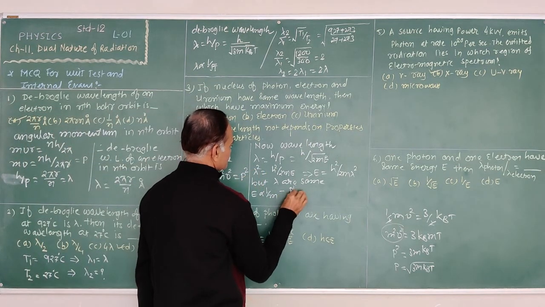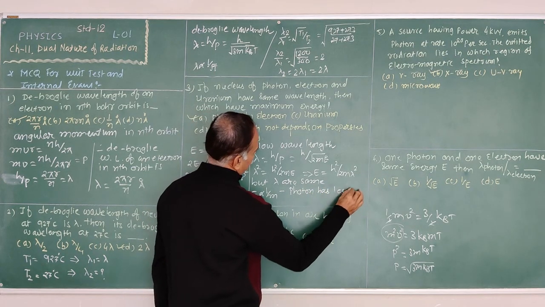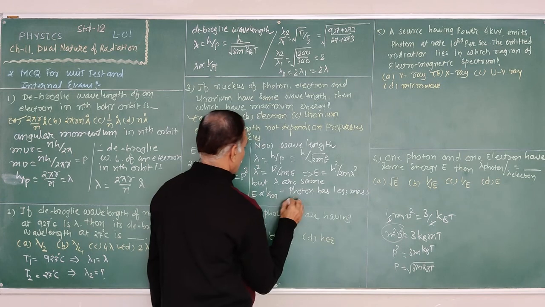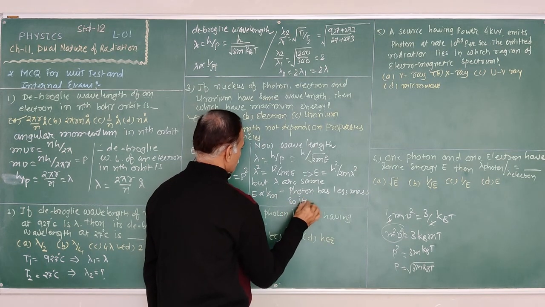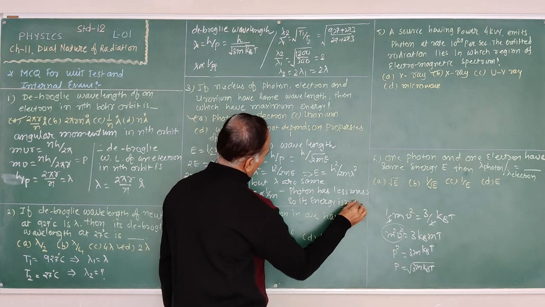Photon has less mass, so its energy is maximum.